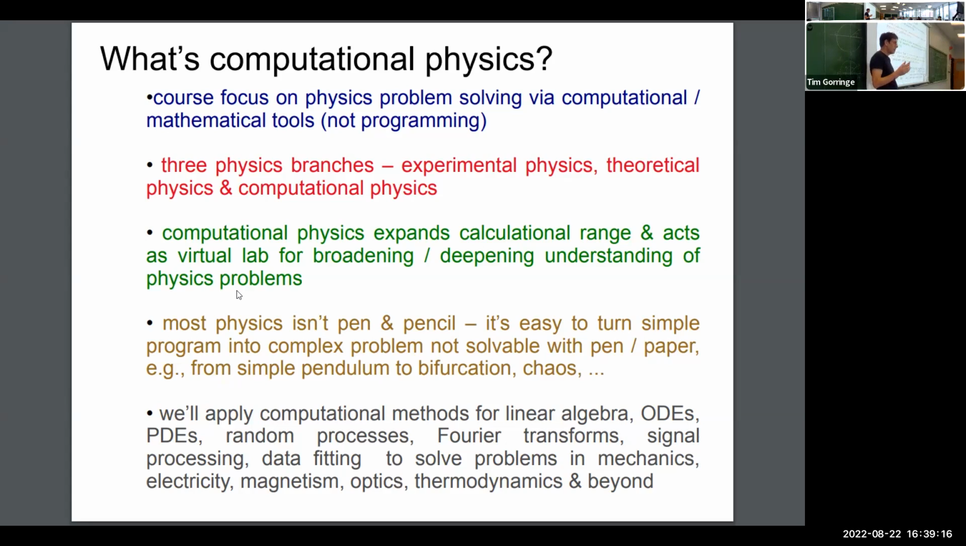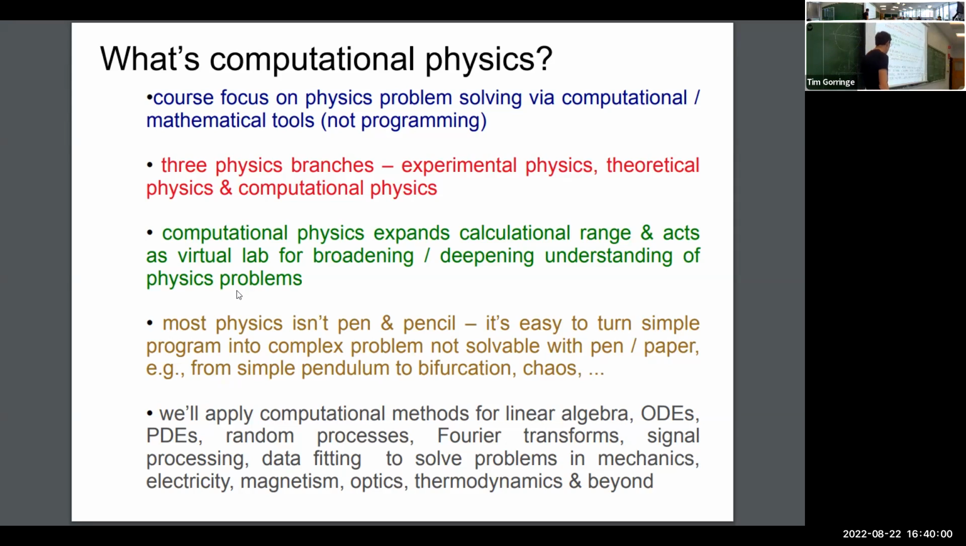I got the idea from high school, I guess, that physics problems are always solved with pen and paper. But most physics problems are unsolvable with pen and paper; most have to be solved computationally. For example, take a simple pendulum. It's very easy to turn a simple pendulum, a simple pen and paper problem, into a problem that involves chaos and bifurcation and all sorts of things, where you need computational tools and methods to solve it. That's the focus of this class.